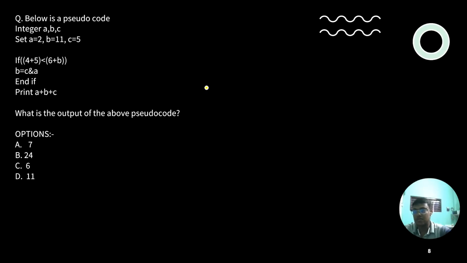It is a pseudocode question. Yes, here you can see the first letter is capital, here first letter is capital. So this norm needs to be followed while writing pseudocodes. Okay, so here we have three variables: a equals 2, b equals 11, and c equals 5. Now there is an if condition where 4 plus 5, that is 9, is less than 6 plus b. So 6 plus b is 17. Yes, that is true.